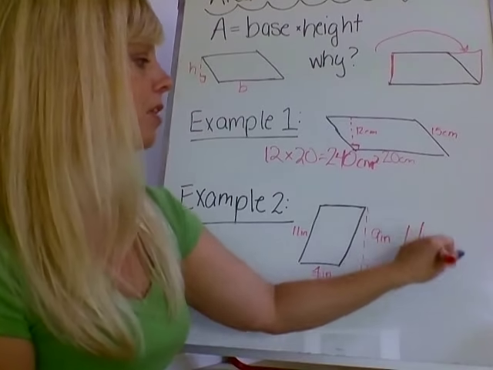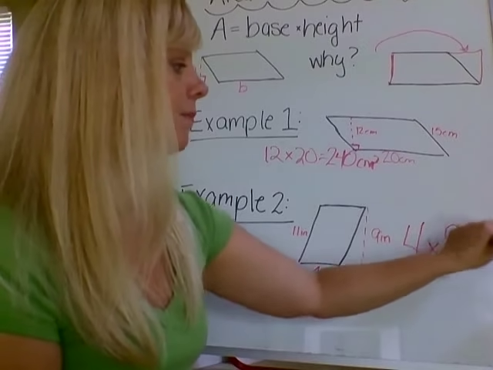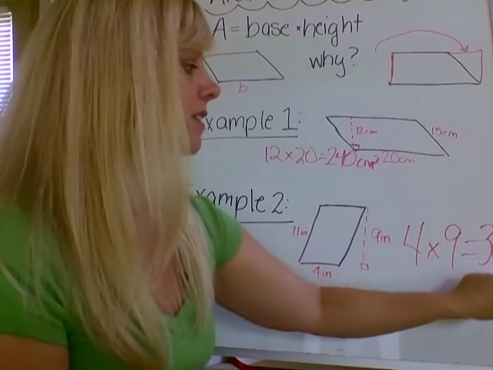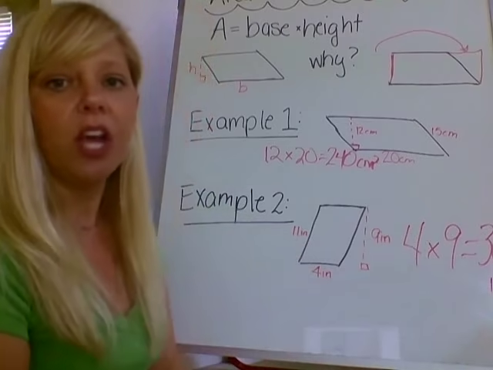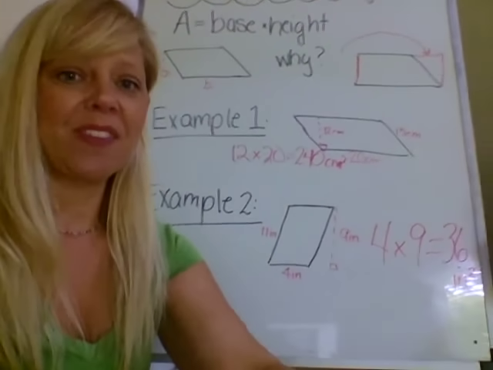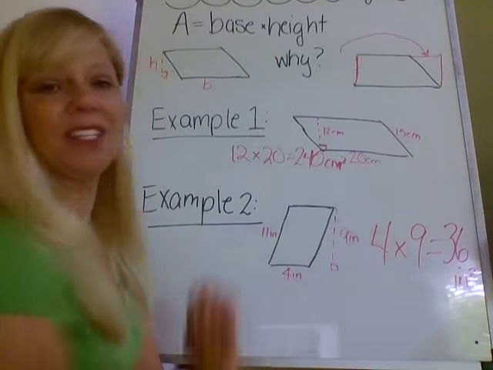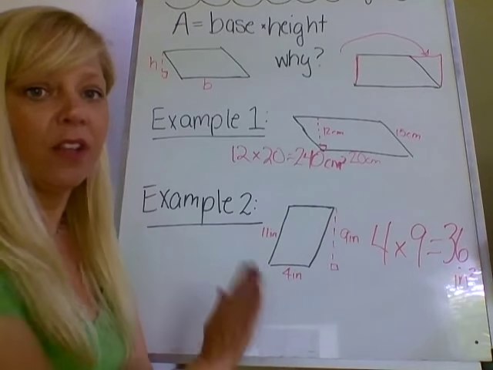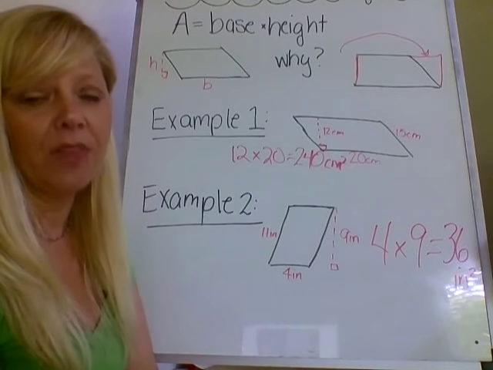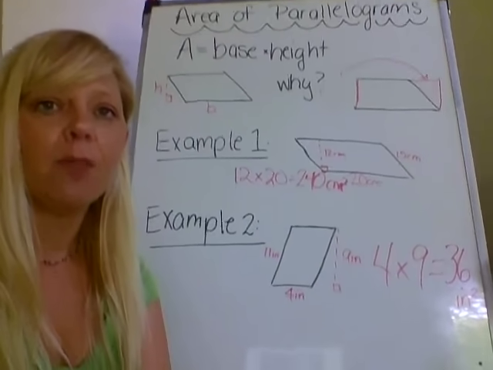So for this parallelogram, we have 4 times 9, and that's 36 inches squared. All right, so I have my 36 inches squared on that one. The 11 does not come into play whatsoever. And that is how you find the area of a parallelogram.